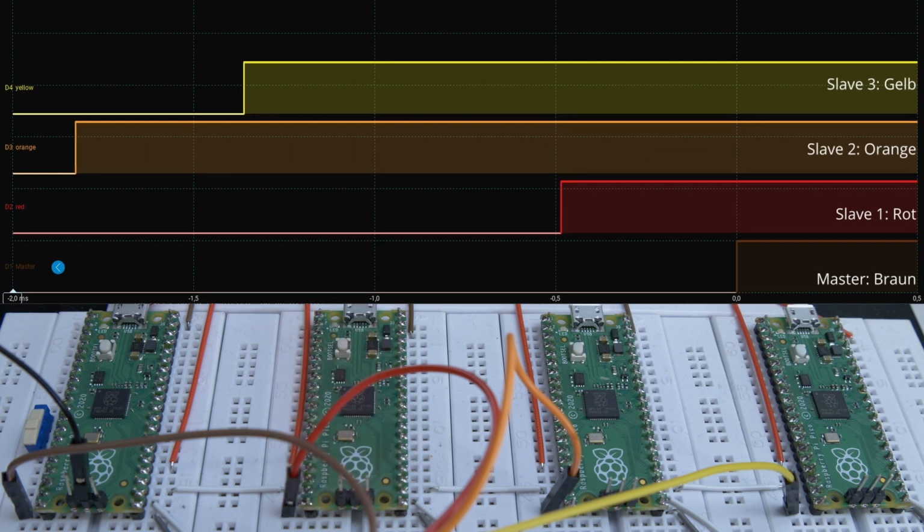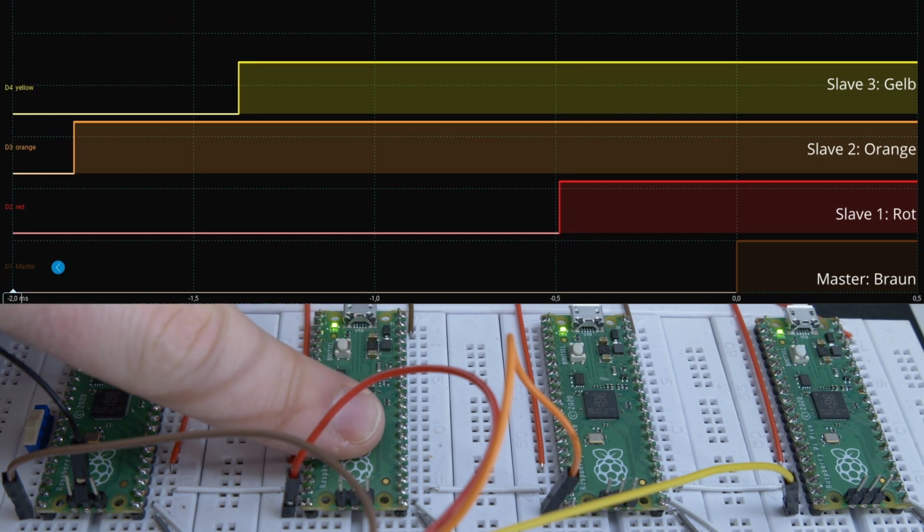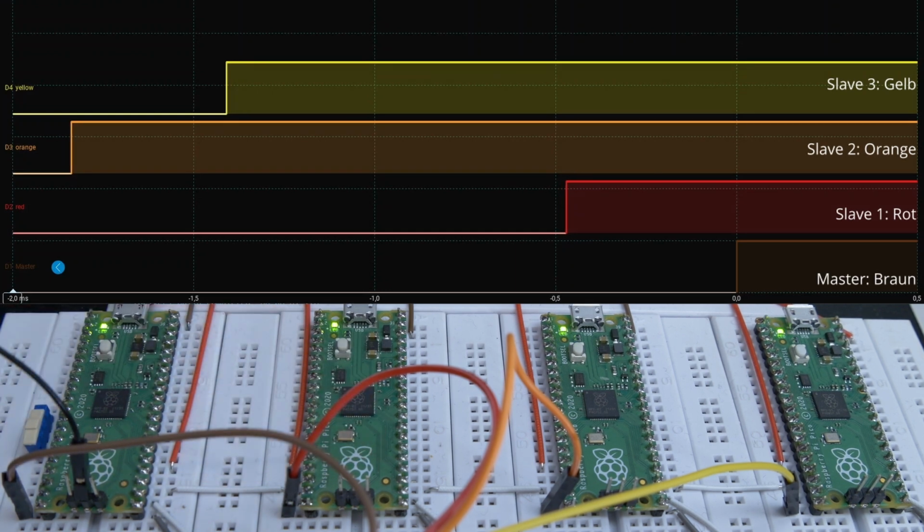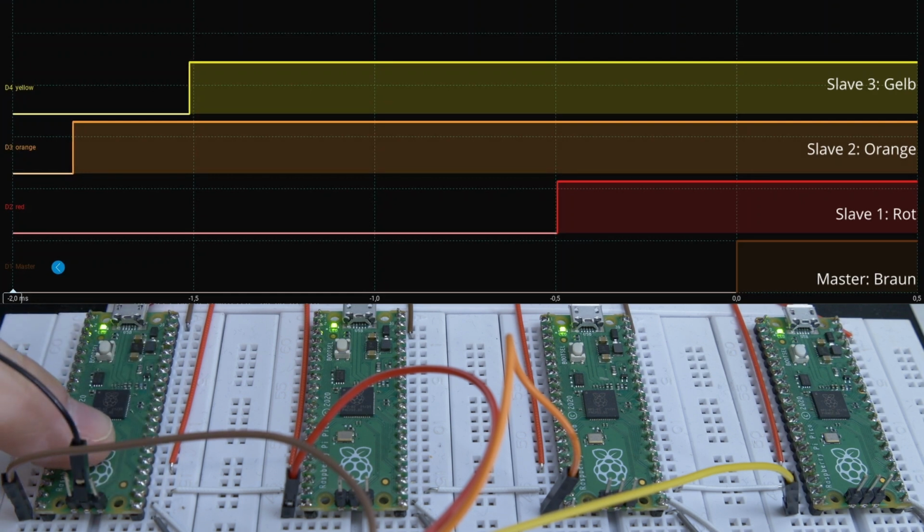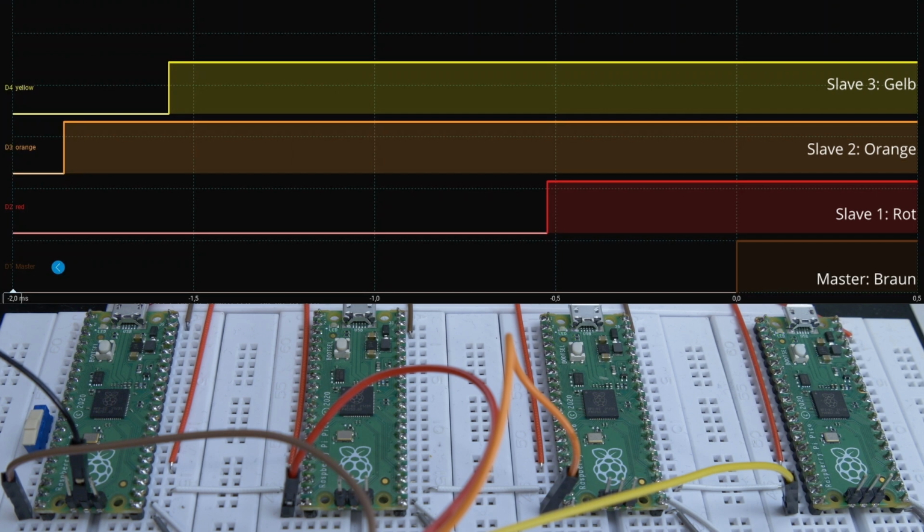Warming up the red Pico's crystal by touching it changes the clock rate enough to make that Pico drift to the right relative to the others. Touching the brown master Pico's crystal does not cause any movement of the brown signal, since that is the trigger signal for the logic analyzer. Instead, due to the brown signal drifting to the right, but by definition showing up at the trigger point, all others start drifting faster to the left.